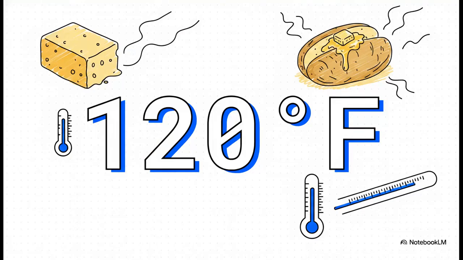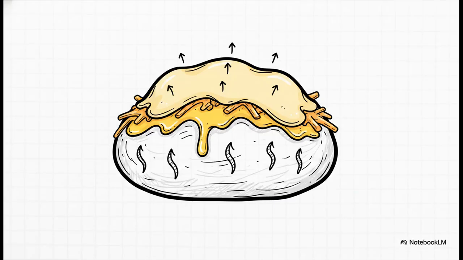The physics at play here? Totally brilliant. Your standard cheddar cheese has a melting point of approximately 120 degrees Fahrenheit. But remember, the residual thermal energy of our freshly buttered potato is still pumping out well over 150 degrees. That massive temperature differential is exactly what we want. This upward transfer of thermal energy just obliterates the cheese's melting point.